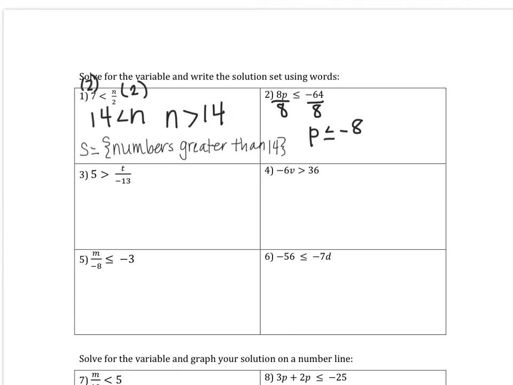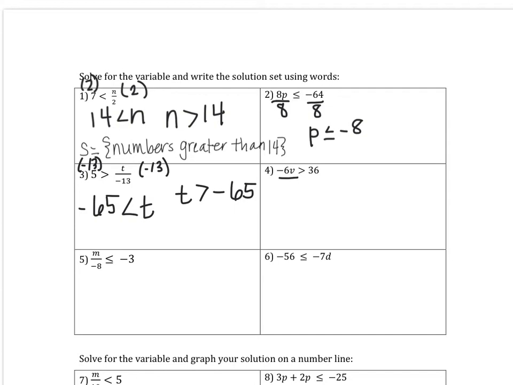Number 3, I'm going to multiply both sides by negative 13. Because I'm multiplying by a negative, I have to change the direction of my sign. So the way that I do it is I put my sign down right away so I remember to change the direction of it. So I'm going to turn it this way and then go ahead and solve it. Negative 65, and this is t, and I'm going to rewrite that as t is greater than negative 65. And I would also write down that S equals the numbers greater than 65 in the set.